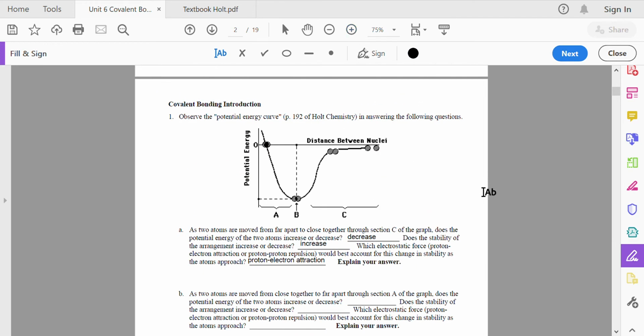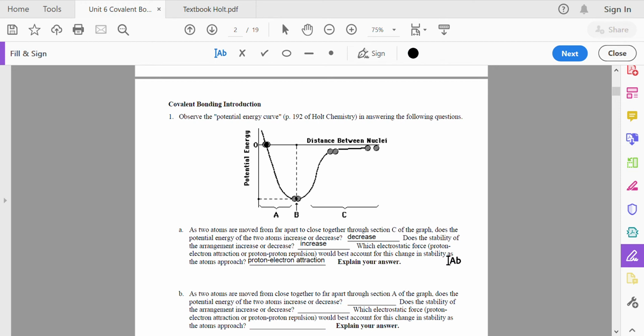Okay, we already looked at this curve if you watched my previous video. As 2 atoms are moved from far apart to close together through section C of the curve, we have separate non-metal atoms coming together. As they travel through this upper part of the curve, does the potential energy of the 2 atoms increase or decrease? You can see that it's decreasing because it's getting lower on the scale. As it decreases, it's giving off energy, providing energy to the outside because it prefers to be closer together. So put decrease in the first blank.